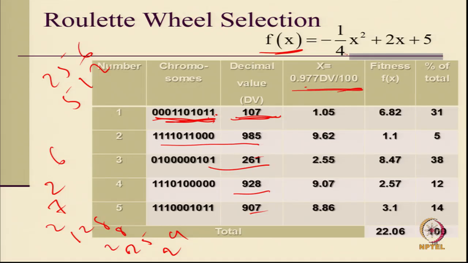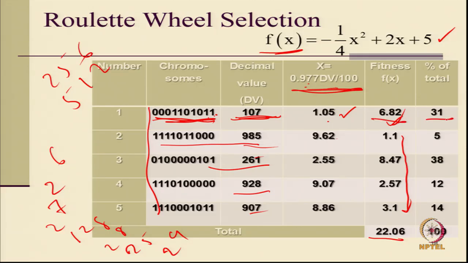Just arbitrarily, I am saying this is a function of x which is defined like this: the decimal value divided by 100. So this is my x value, and the fitness value calculated according to this function is 6.82. In this manner I can calculate the fitness value for each of these cases, because this will be 107 multiplied by 0.977 divided by 100, 105, 985 multiplied by 0.977 divided by 100 is 962, and so on. If I sum them up, this is 22.06.